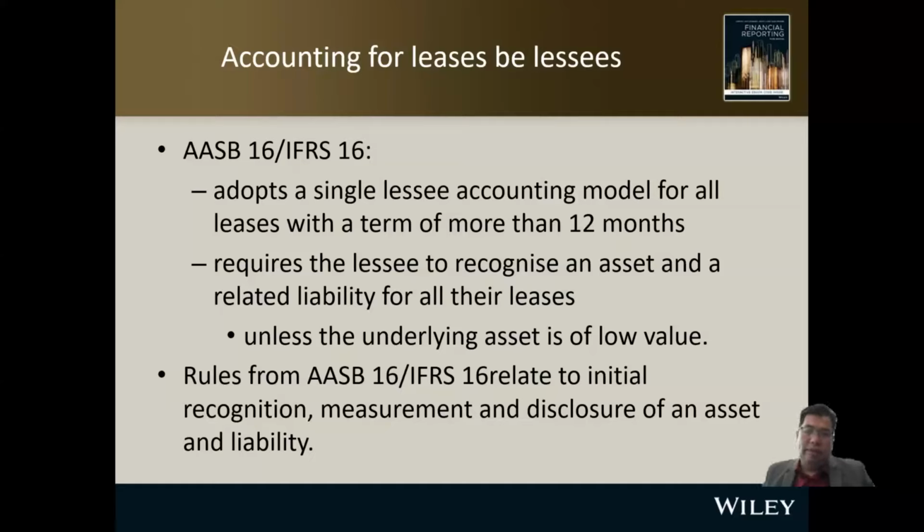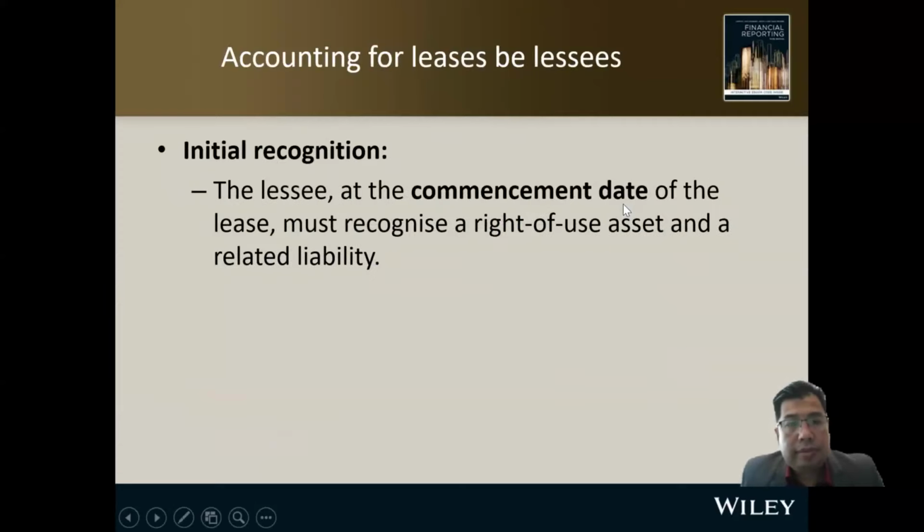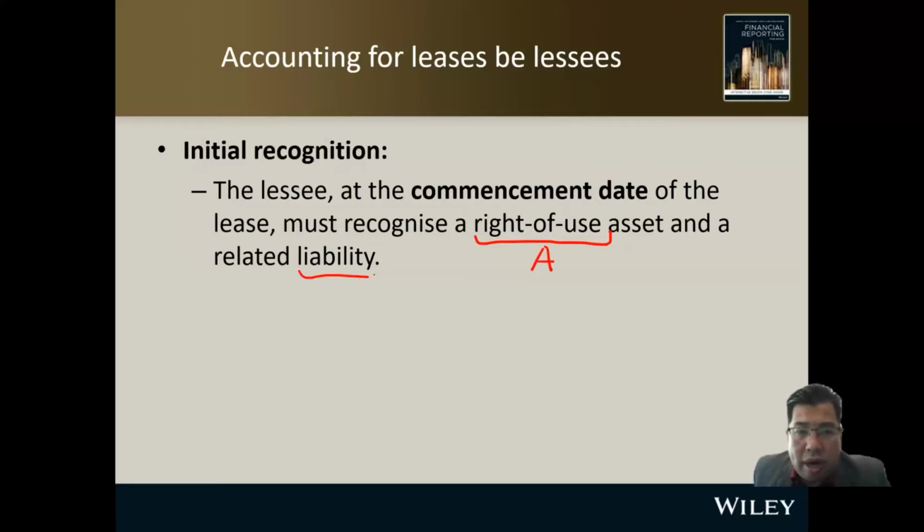So the rules from AASB 16 relate to initial recognition, measurement, and disclosure of assets and liability. For the initial recognition, the lessee at the commencement date of the lease must recognize a right of use asset. This is your asset, and also your liability. Liability is your commitment, how much you're going to pay the lessor. These are the two things that you must recognize when you sign the contract with the lessor.